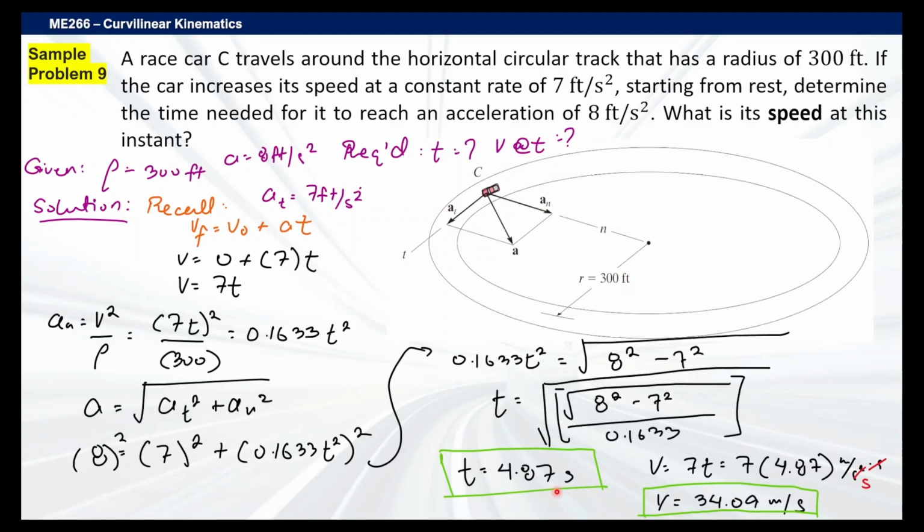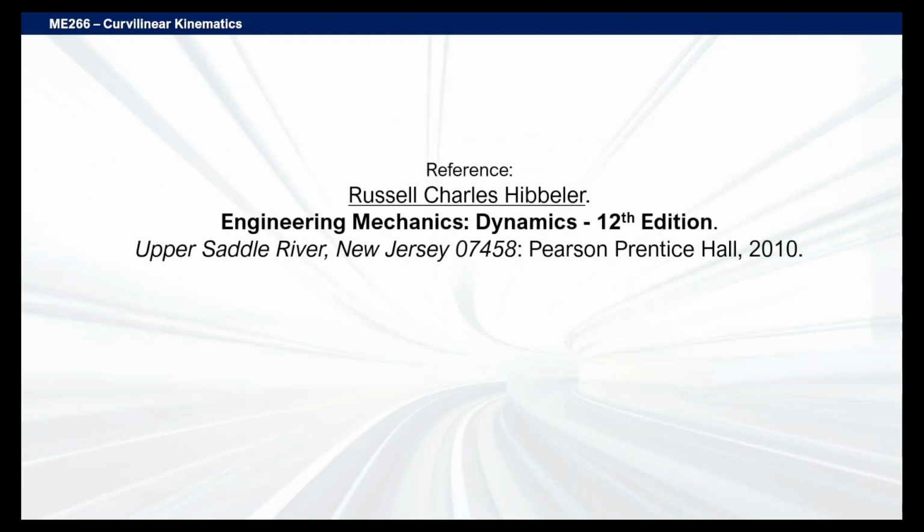And then to determine the velocity at this time, we substitute into the 7t equation, which is 7 times 4.87, giving us 34.09 feet per second. And that's pretty much our lesson.